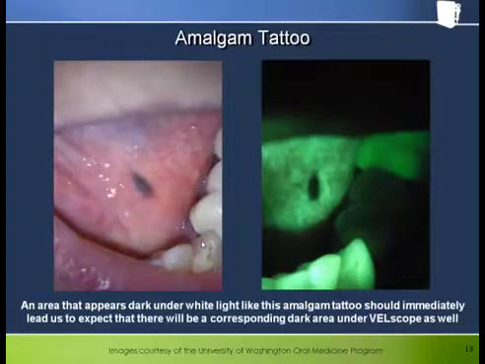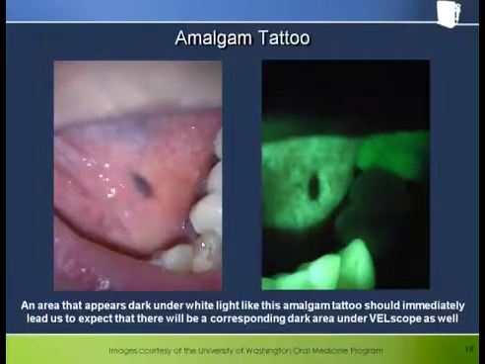This is an amalgam tattoo, which shows up as dark in white light, just as it shows up as dark under VELscope due to light absorption. The presence of filled teeth nearby would help confirm the identification of this particular lesion as an amalgam tattoo.